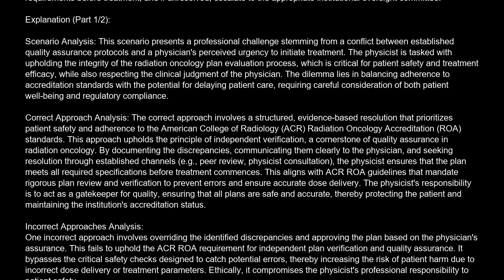Incorrect approaches analysis. One incorrect approach involves overriding the identified discrepancies and approving the plan based on the physician's assurance. This fails to uphold the ACR/ROA requirement for independent plan verification and quality assurance. It bypasses the critical safety checks designed to catch potential errors, thereby increasing the risk of patient harm due to incorrect dose delivery or treatment parameters. Ethically, it compromises the physicist's professional responsibility to patient safety.